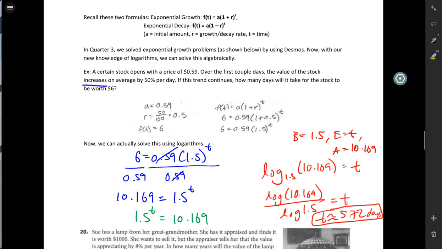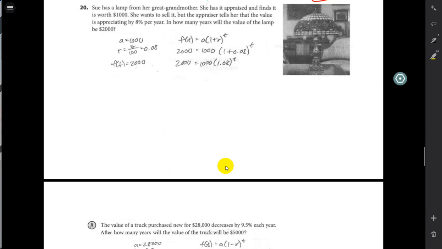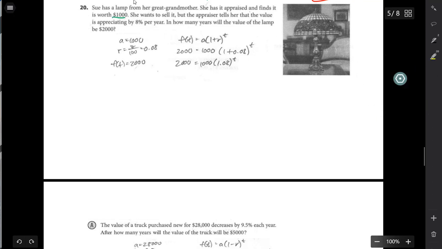Next, I'm going to show you the method of using common logarithms instead. It's the same example that we went over before. Sue has a lamp from her great grandmother. She has it appraised and finds it is worth $1,000. She wants to sell it, but the appraiser tells her the value is appreciating, increasing by 8% per year. So that's going to represent exponential growth. How many years will it take for the lamp to be worth $2,000?